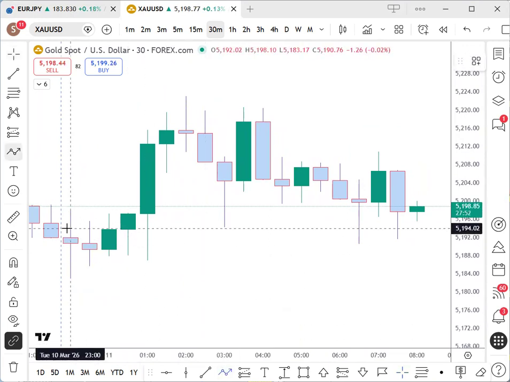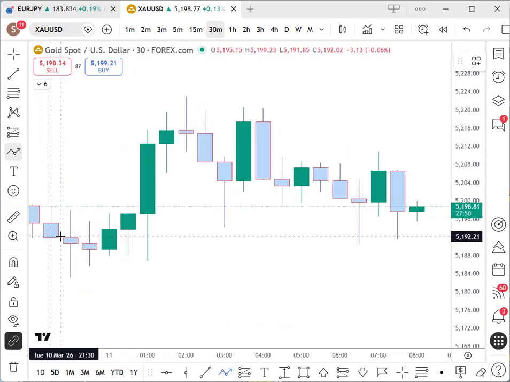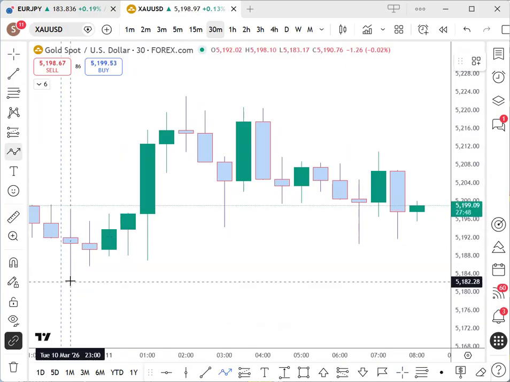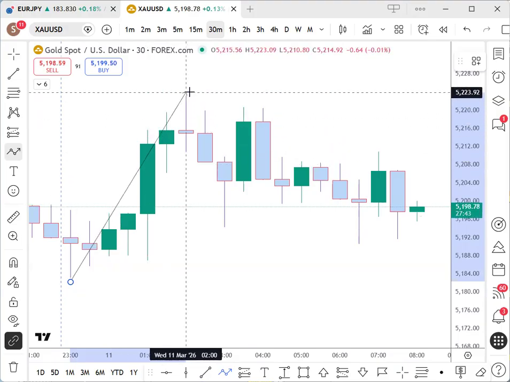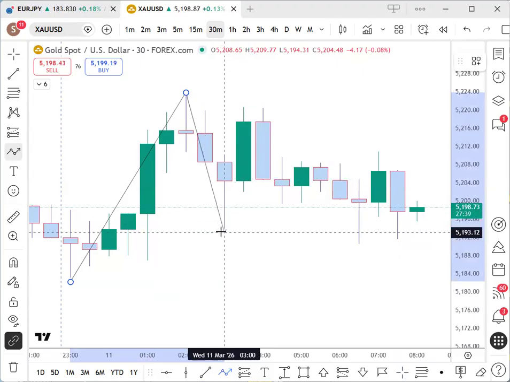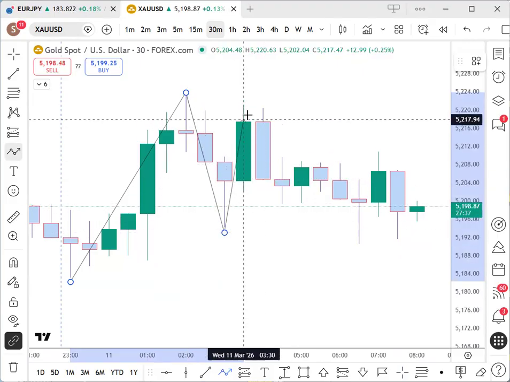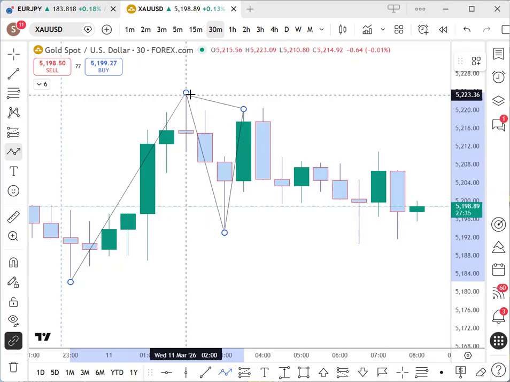So let me take the path tool. It started with a bearish candle, right? This is the 30 minutes time frame. And then it pushes all the way up to this level. That was the highest level. Then you see a pullback. Then you see another push up. But this push up did not break above that high.